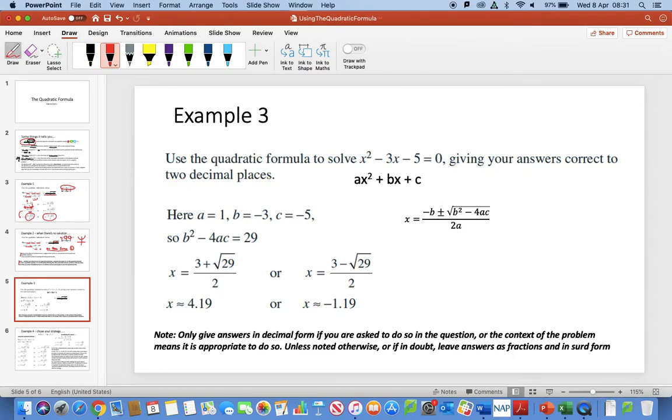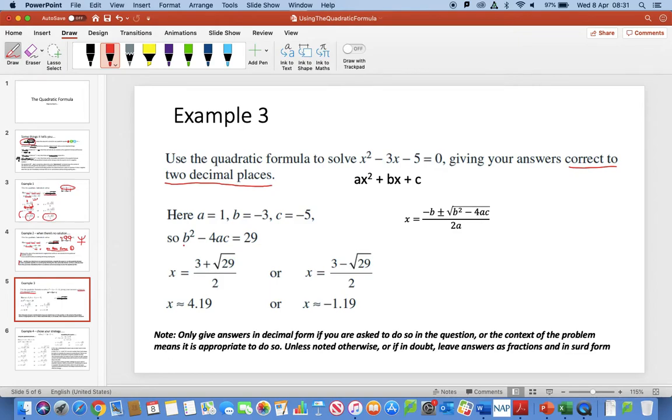So here and only here, where you're actually asked to give an answer as a decimal place, can you do so. Now, as I say down the bottom here, only give answers in decimal form if you're asked to, like this question, or if the context of the problem that you're trying to solve makes it acceptable and relevant to give an answer in decimals. Okay? If in doubt though, or unless noted otherwise, always give your answers to the solutions for quadratic equations in fractional and surd form where relevant.